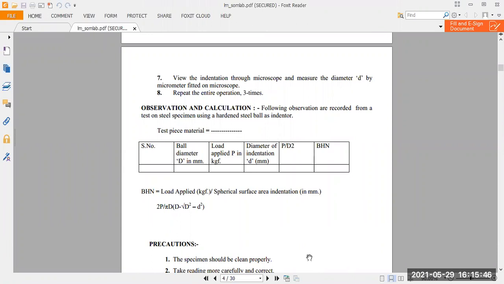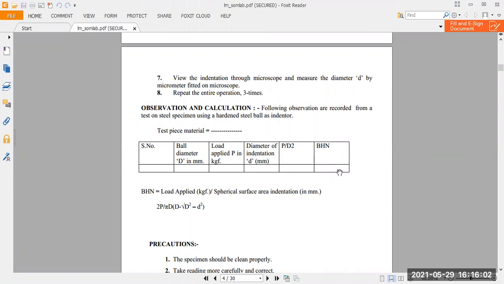It tallies with our own observation. The following observations are recorded. What are they supposed to do? What is the ball diameter here? And what is the exactly applied load here? What is the diameter of the impression we have measured? And what is P by D square?